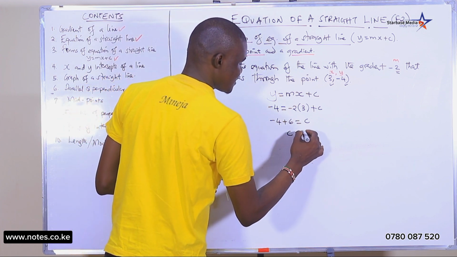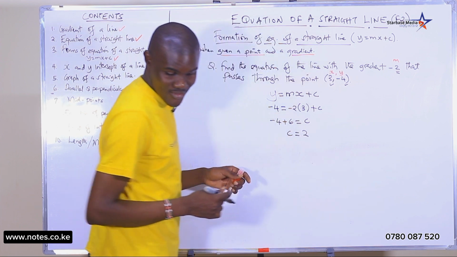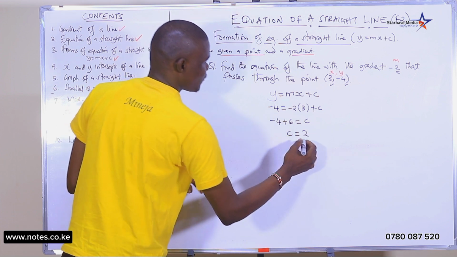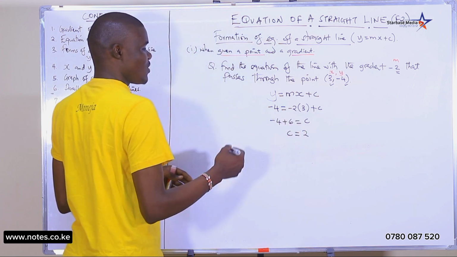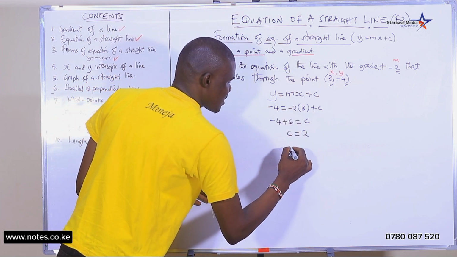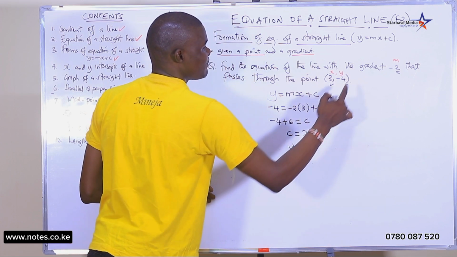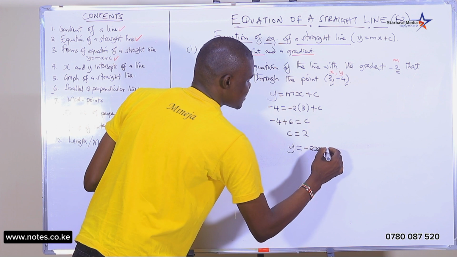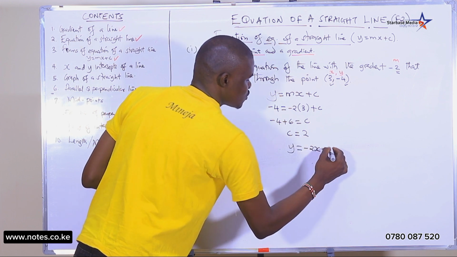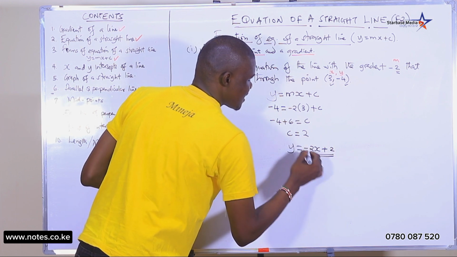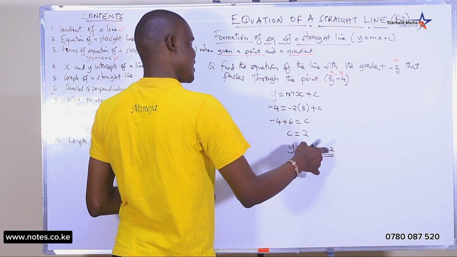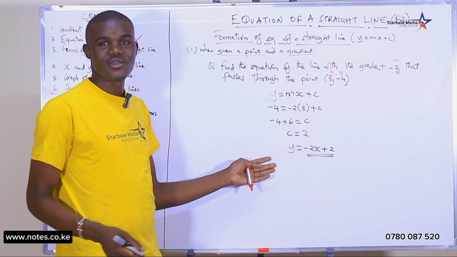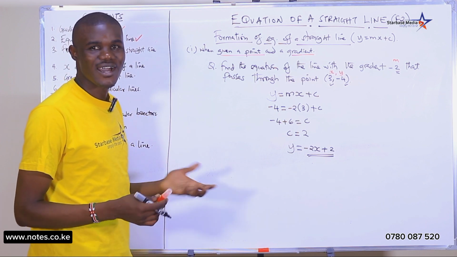Yes? My assistant Castro, are you on the calculator? So I think that will give you 2. So once you found c, you are done. You simply write your equation now: y is equals to m, which is -2x plus c, which is 2. But when you find c is negative, you just write -2. So as simple as such, we have scored 3 marks and we are happy.